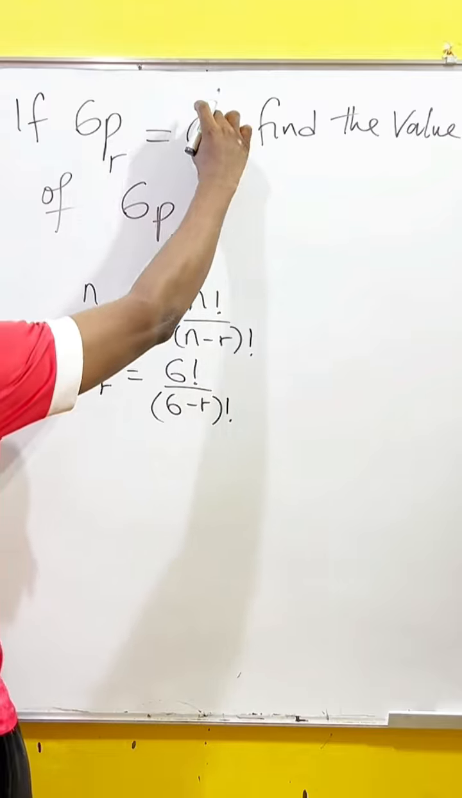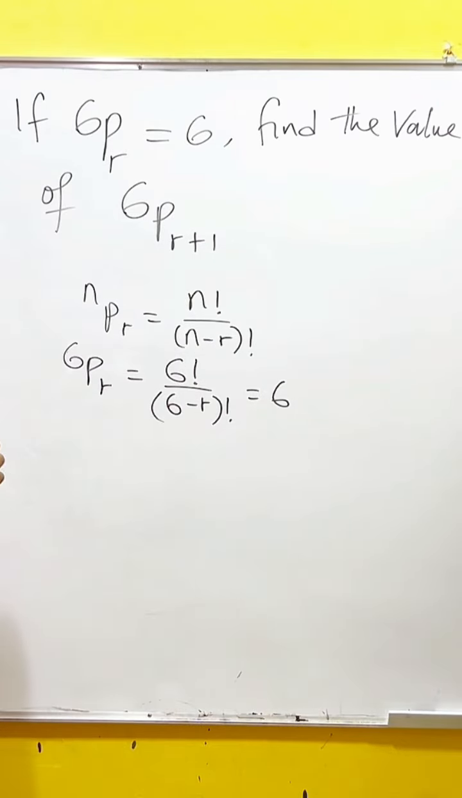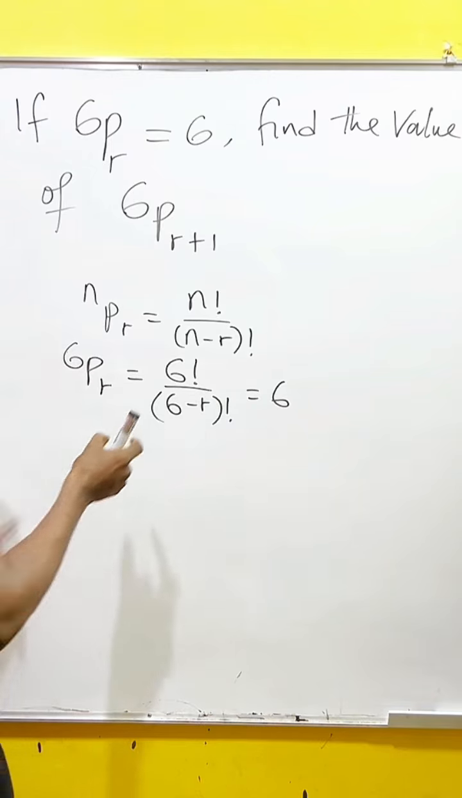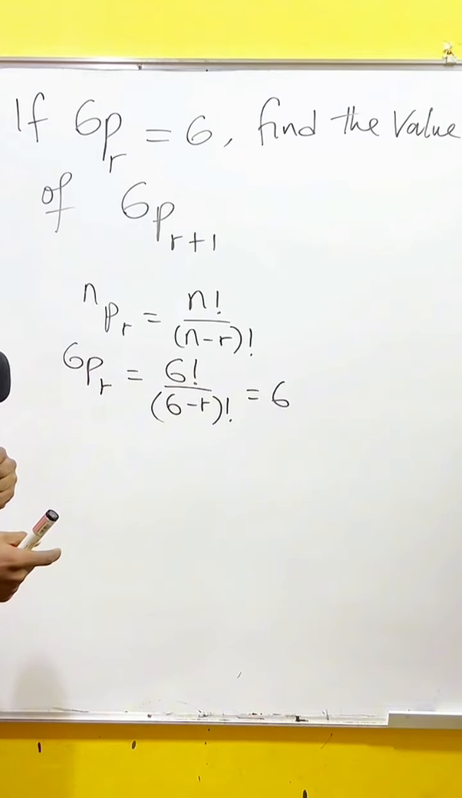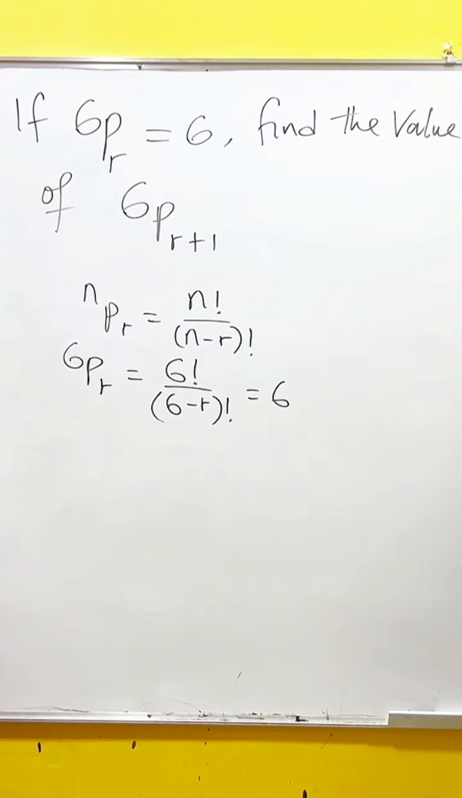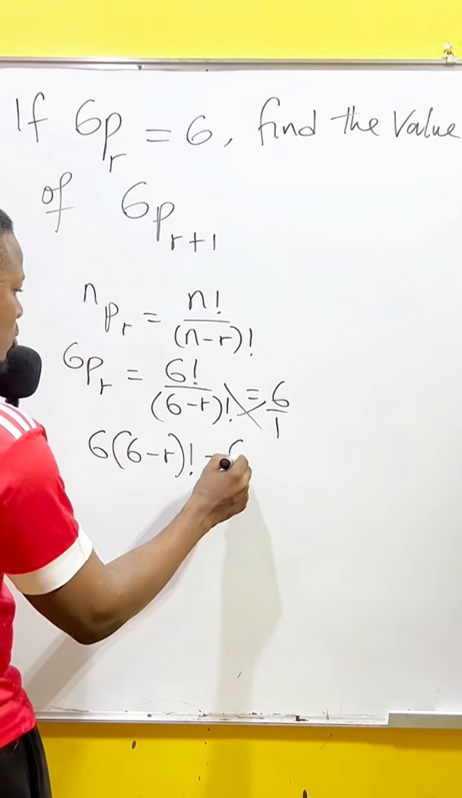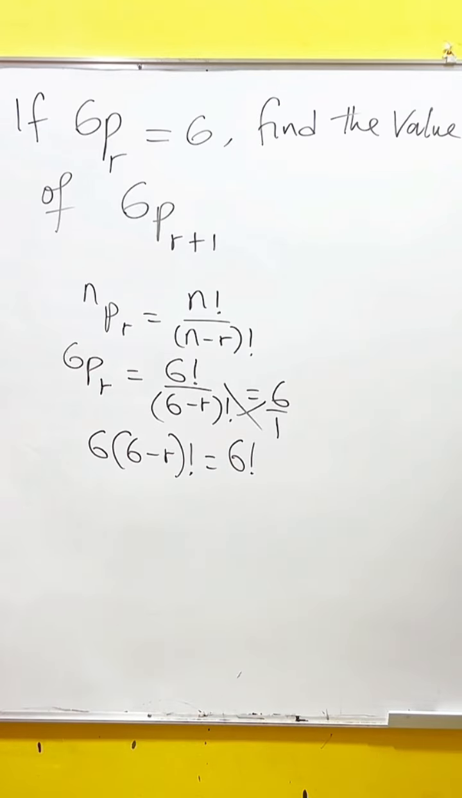And we are told that it is equal to what? 6, right? Is equal to 6. So now what do you do? You can find the value of 6 factorial. And what is 6 factorial? 6 times 5 times 4 times 3 times 2 times 1. You can equally cross multiply if you like. You will have 6 multiplied by 6 minus r all factorial is equal to 6 factorial, isn't it?